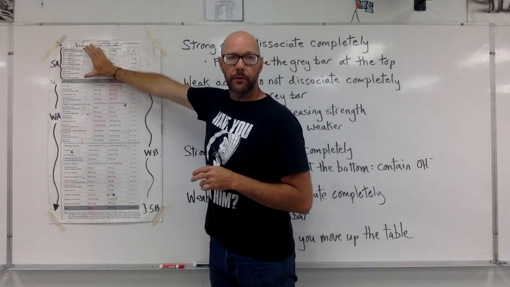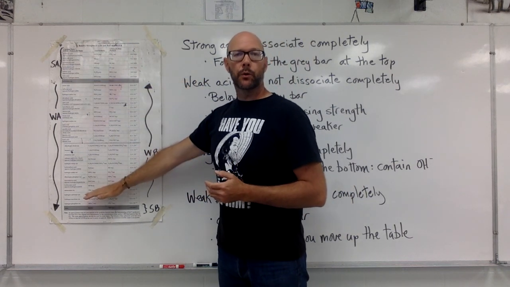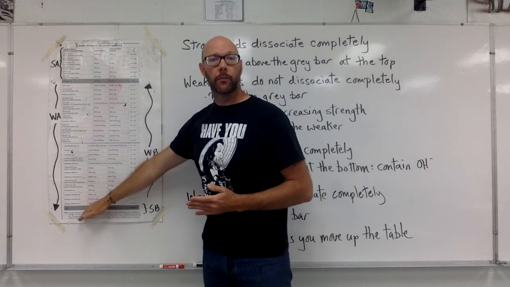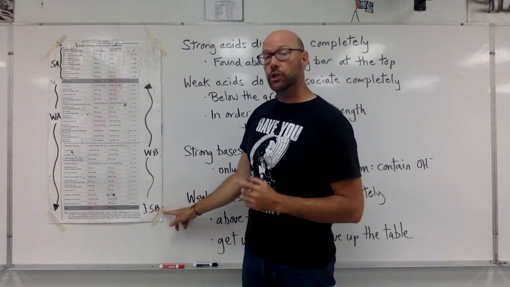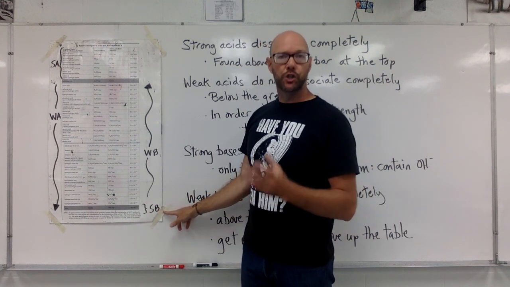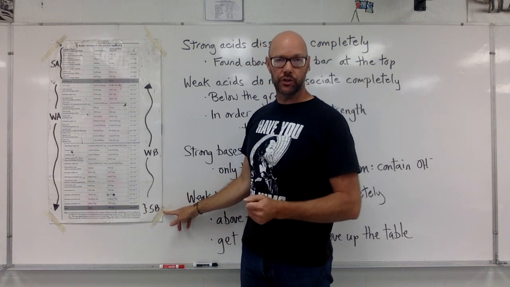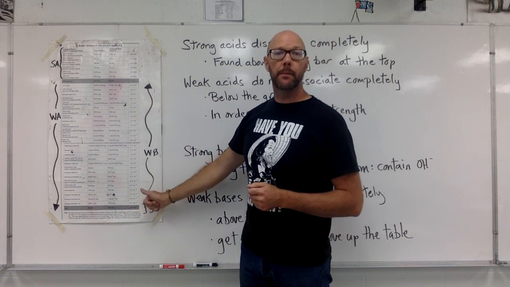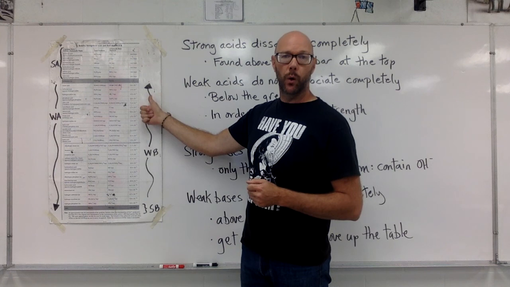Strong acids above the gray bar, weak acids below the gray bar, but put in order of decreasing strength going down. On the base side, just the gray bar, just hydroxide ions are the strong base. The bulk of the table are weak bases, but this time they get weaker and weaker as we go up.